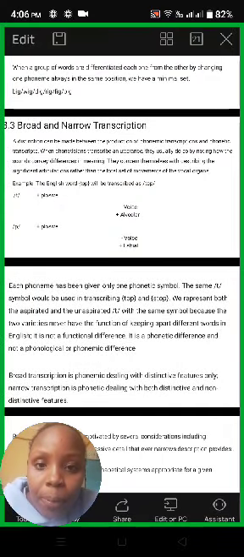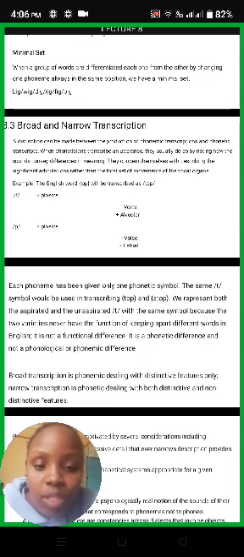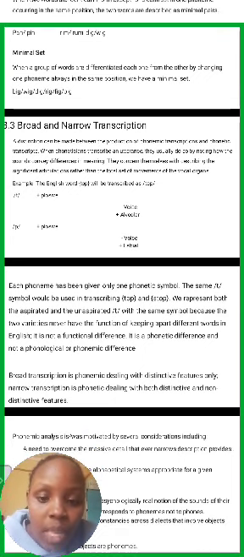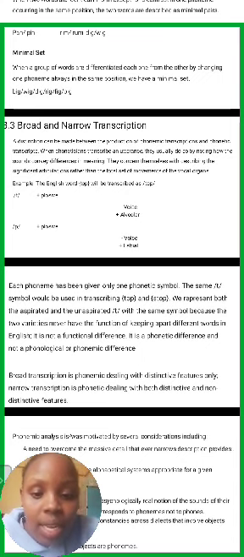Each phoneme has been given only one phonetic symbol. So the same T symbol could be used in transcribing top and stop. We represent both the aspirated and the unaspirated T with the same symbol because the two varieties never have the function of keeping apart different words in English. So it is not a functional difference, it is a phonetic difference and not a phonological or phonemic difference.